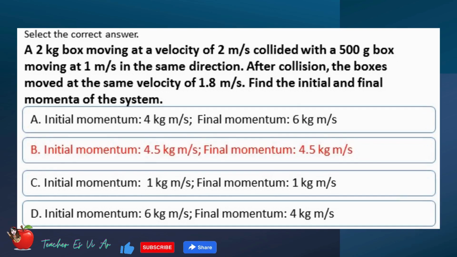The correct answer is B. Initial momentum 4.5 kilograms meter per seconds, final momentum 4.5 kilograms meter per seconds.